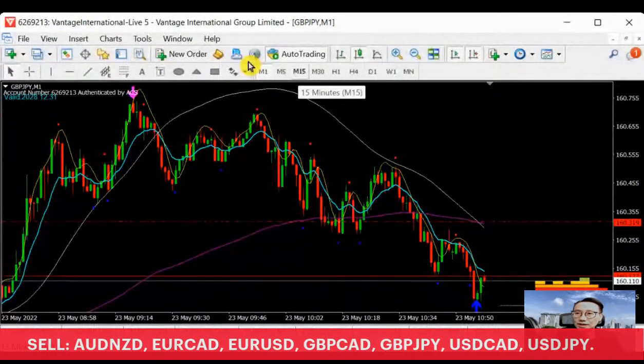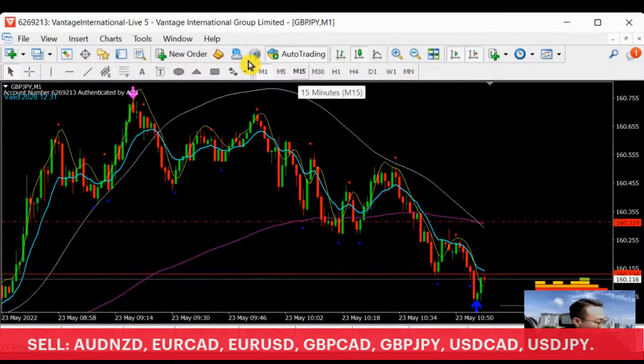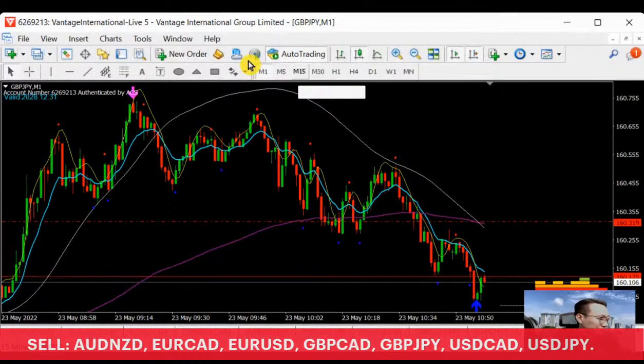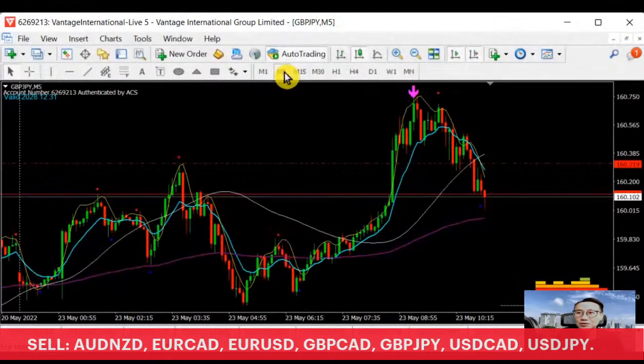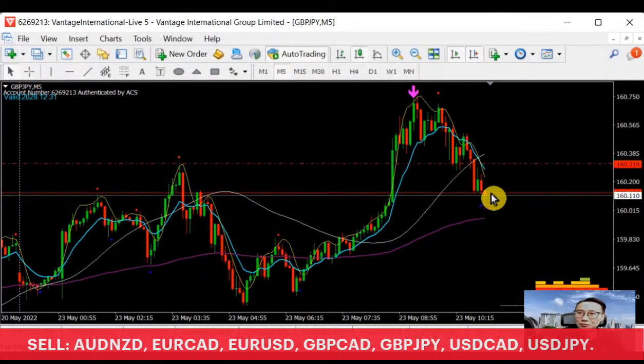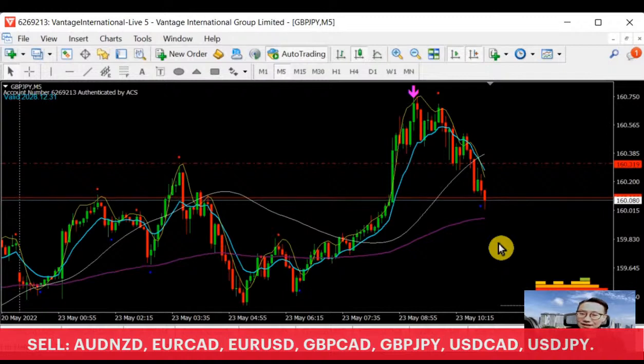Okay, so I guess this is quite good. Actually, I'm hoping that this Pao Yen will retrace upwards first and hit the resistance before I start selling. All right.